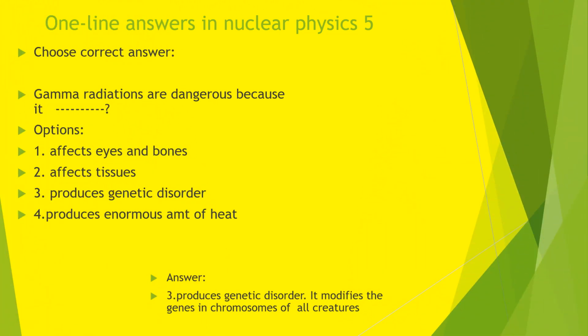Gamma radiations are dangerous because they: number 1, affect eyes and bones; number 2, affect tissues; number 3, produce genetic disorder; number 4, produce enormous amount of heat. The answer is number 3, which produces genetic disorder. It modifies the genes in our chromosomes. So sometimes some persons will not have certain organs, like hands or legs, or some cannot speak. Many such dangerous deformities occur.